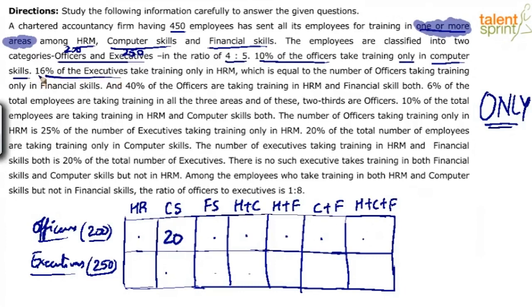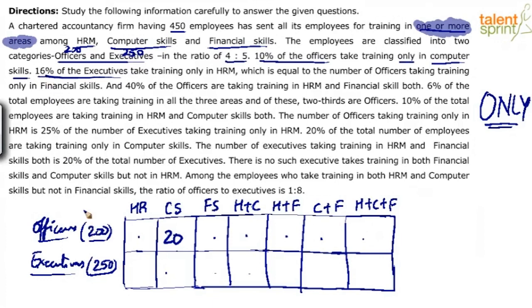Now these calculations must be done very quickly. 16% of executives. 16% of 250, how do you calculate that? 16% is 10% plus 6%. 10% of 250 is 25. 1% is 2.5, so 6% will be 2.5 times 6, which is 15. So 25 plus 15 is 40. So I know that 16% is 40.